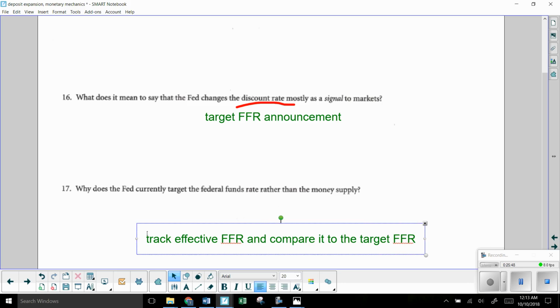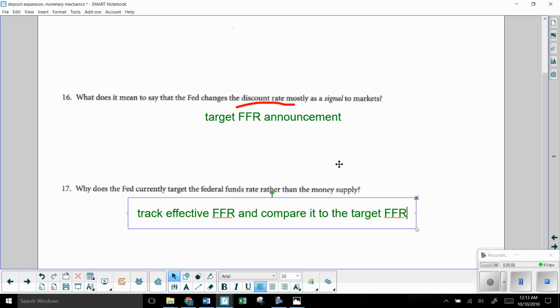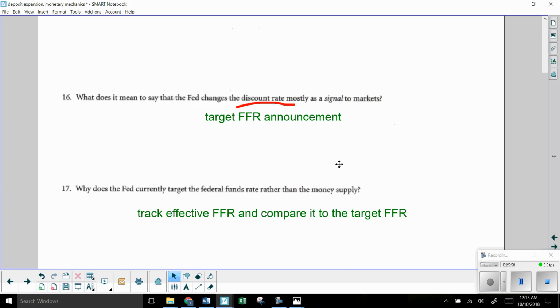And that target is a quarter-point range that they've announced. I believe at the time of filming this, it's between 2 and 2.25. And the idea is that the effective rate is the rate banks are actually lending to each other. And if they start lending to each other at a rate that's a little higher than the Fed's zone, well, the Fed will increase the money supply and push that rate back down. And if they start lending to each other at a rate that's a little bit lower than the Fed's comfort zone, then the Fed will sell some bonds and shrink the money supply and try to push those interest rates up just a little bit.